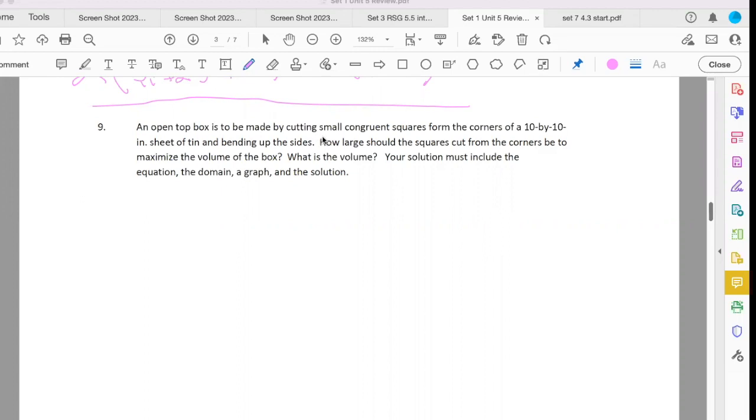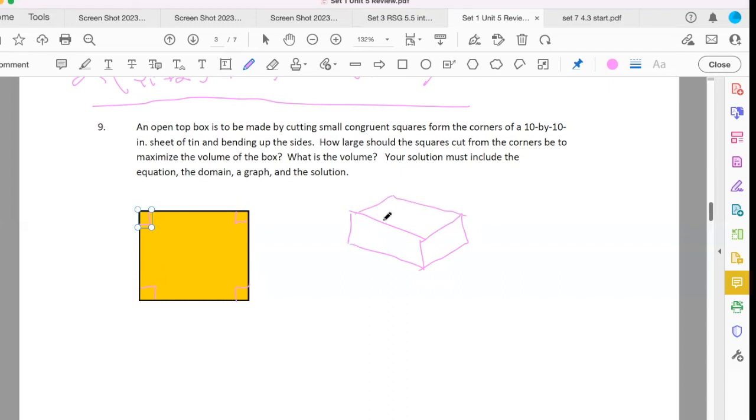You have this cut with small congruent squares forming a 10 by 10. So let's draw a little square, something light. Maybe it looks like that. And so what this is doing is saying that we want to fold up. We want to take out a little chunk in each little corner so that even though this starts out as two-dimensional, it should fold up to a nice little box with a square base.